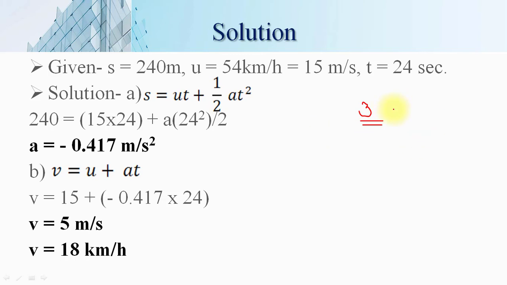So the three equations are S is equal to ut plus half at square, then v is equal to u plus at, and the third one, v square is equal to u square plus twice as.